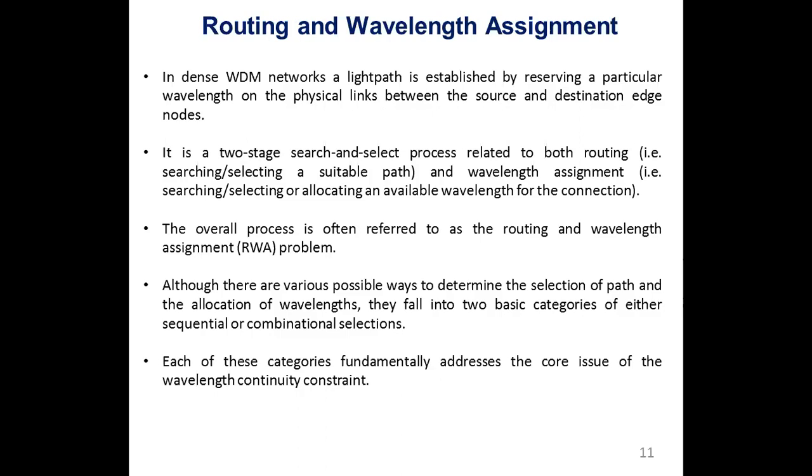Routing is basically searching or selecting a suitable path between source and destination, and wavelength assignment is searching or selecting or allocating an available wavelength for the connection. So this overall process is the RWA. There are various possible ways to determine the path selection and allocation of wavelengths, but they fall basically into sequential or combinational selections. And these categories address the core issue of the wavelength continuity constraint. If you don't want to have the wavelength continuity constraint, then you can always use a wavelength converter, but that will increase the cost of the network.